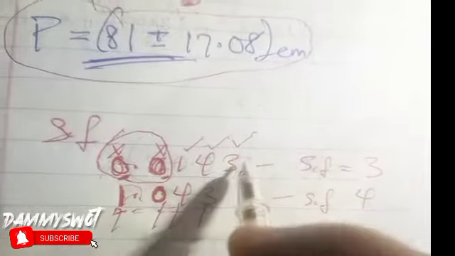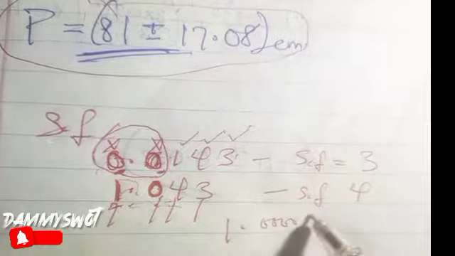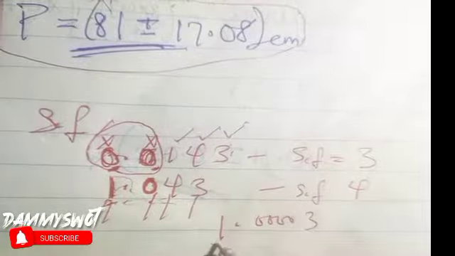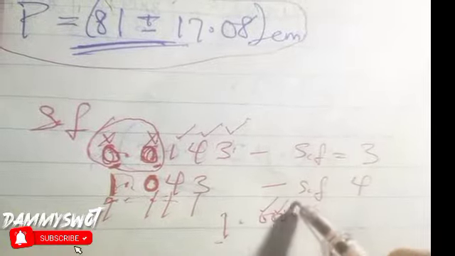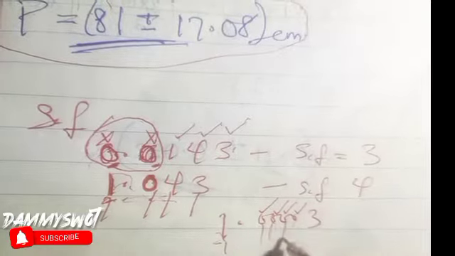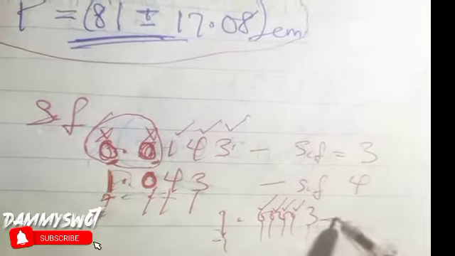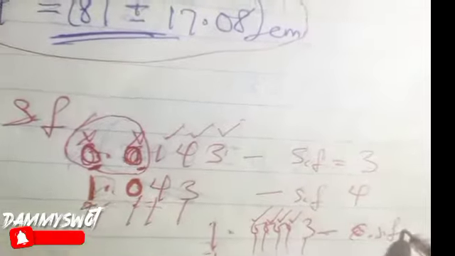Just take note. It's very, very simple. Even if you have 1.00003, it is still significant. This one is still significant. So you have 1, 2, 3, 4, 5, 6. So you have 6 significant figures. Do we get that now?